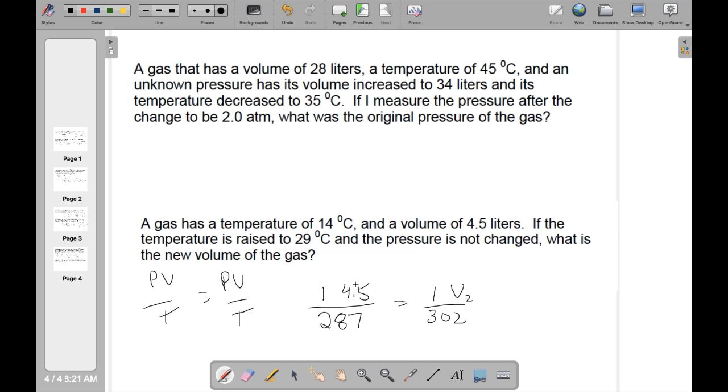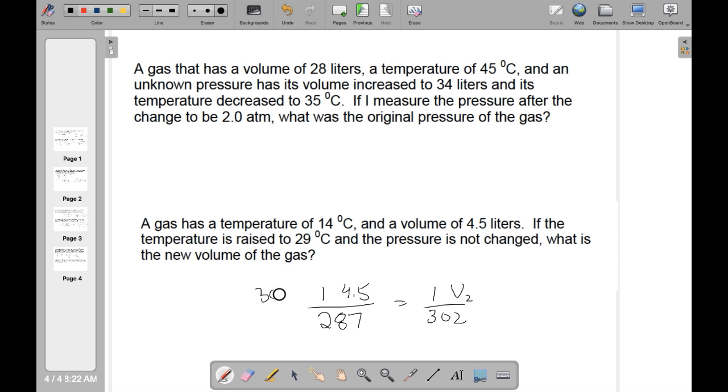And when you think about it, this is actually volume over temperature equals volume over temperature. So this is actually kind of like Charles' law here. But you can use the combined gas law to complete all of those answers. Just put 1 in for the other unknown. So yet again, we can just rearrange the equation.